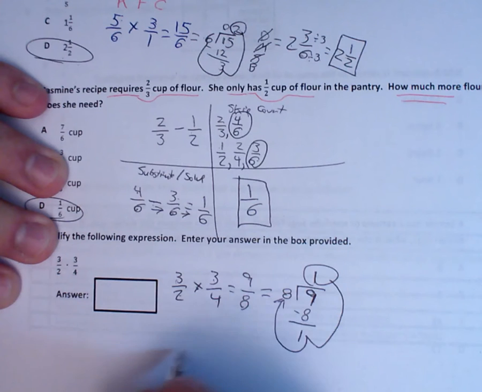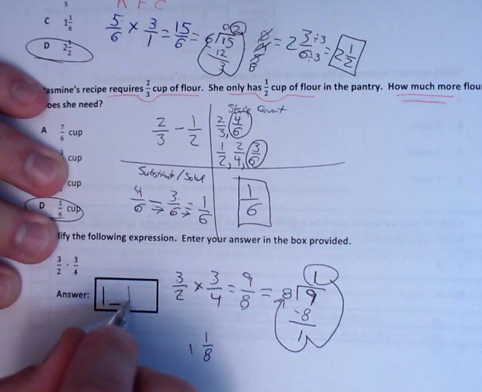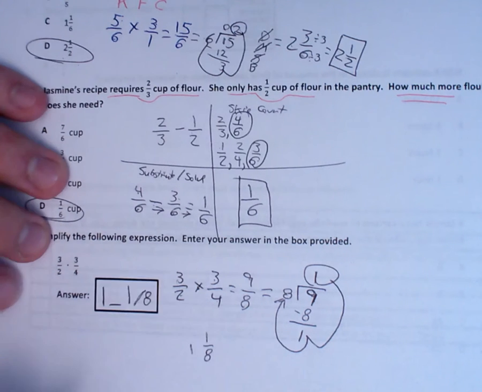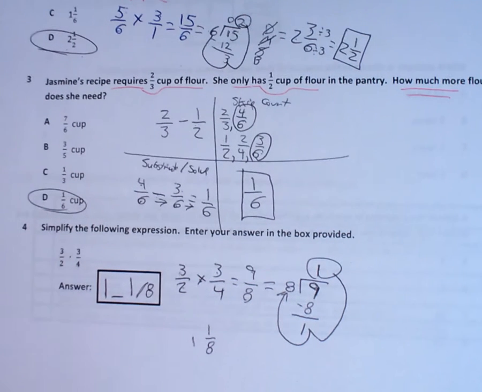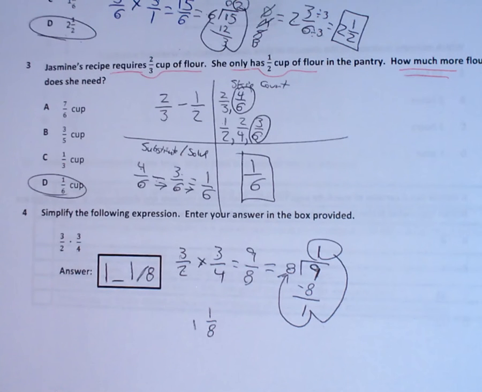So 1 1/8. Now remember, when you're writing this in the box on a computer, you have to put a space, then 1/8. I want to be careful with that, because if you just put 1 1/8 with no space, that's 11/8. It's not the same as 1 1/8. That is actually a different answer completely, and you would get it wrong. So be very careful with that. I'll leave this up here for a minute, and then I need to get moving.